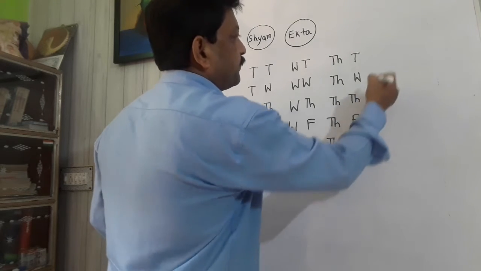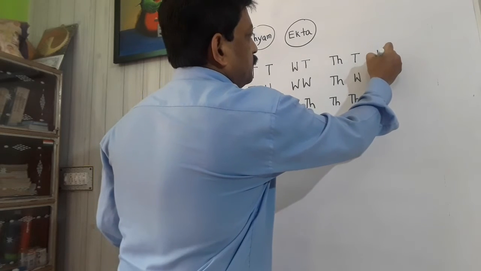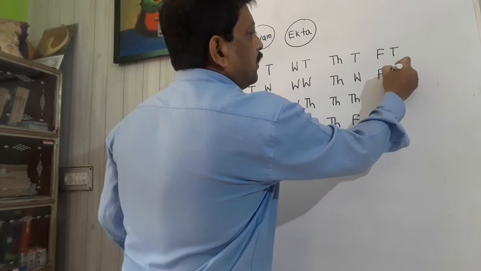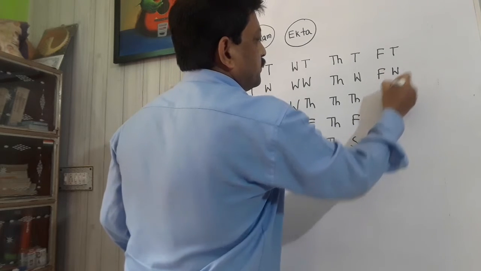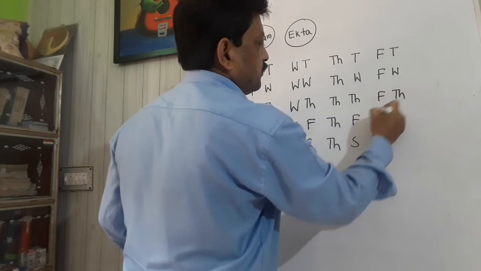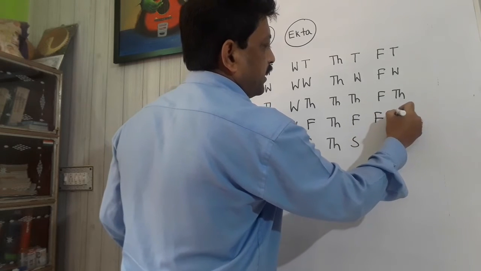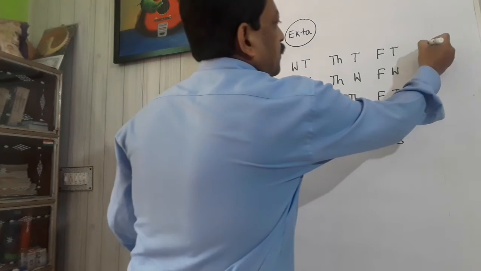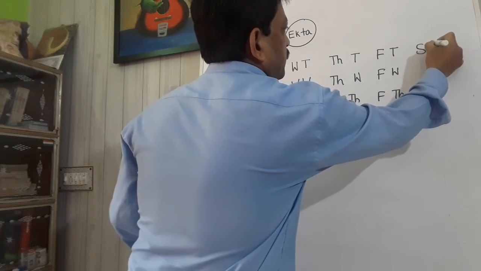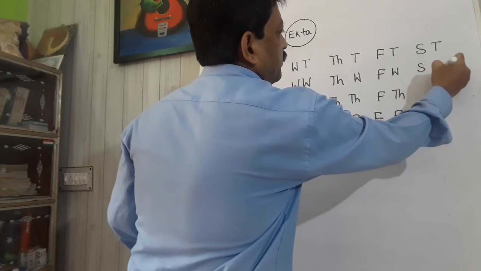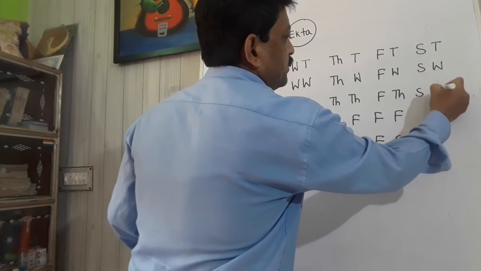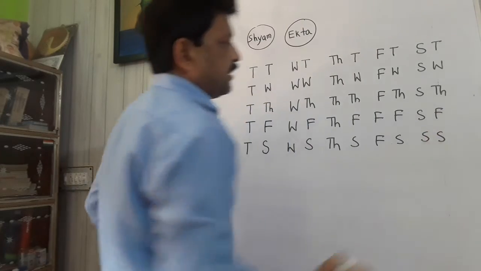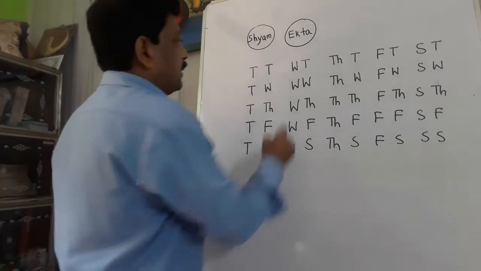Thursday, Saturday. Or Friday, Tuesday. Friday, Wednesday. Friday, Thursday. Friday, Saturday. Or Sam is visiting on Saturday, Ekta Tuesday. Saturday, Wednesday. Saturday, Thursday. Saturday, Friday. And Saturday, Saturday. So these are all the outcomes.